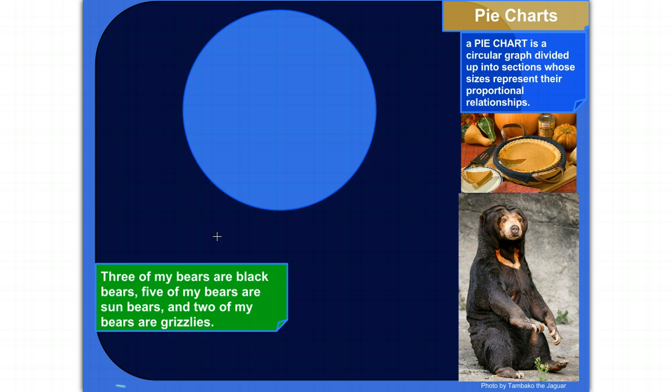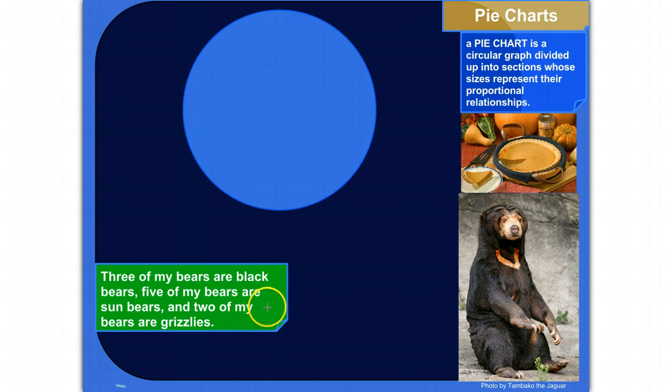By the way, if you don't know what a sun bear is, here's a picture, courtesy of Tambako the jaguar. I assume he's not actually a jaguar. I think that's a pseudonym of a human who took this picture. Anyway, he graciously donated it to the Creative Commons, so that's why we're using it here. Thanks. And so this is a sun bear. It's got the little distinctive marking there.